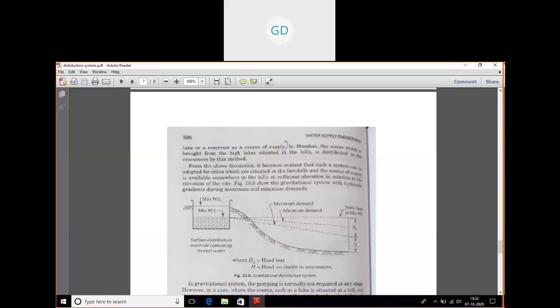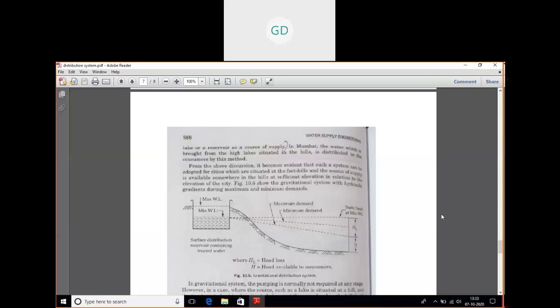Obviously, since the distribution system is at a higher elevation, the water from the distribution system can easily flow to the consumers by the action of gravity. So this system is known as your gravitational system. But what is the criterion? The service reservoirs should be at a higher elevation, and the consumers should be staying at a lower elevation. In that case, the water can be distributed by your gravitational distribution system.